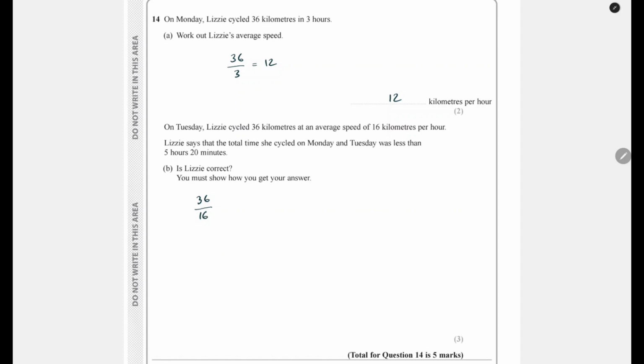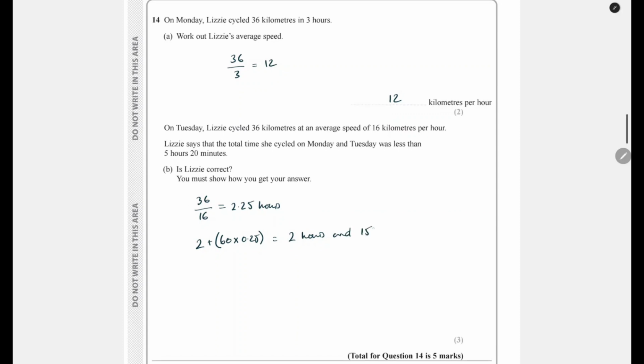So 36 divided by 16 will give us the number of hours, which is equal to 2.25 hours. We need to convert this into hours and minutes. So we know that's 2 hours, and 0.25 of an hour is 60, because there's 60 minutes in 1 hour, multiplied by 0.25. And that's 2 hours and 15 minutes. And that's how much time she spent cycling on Tuesday.